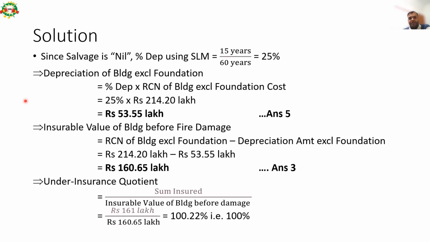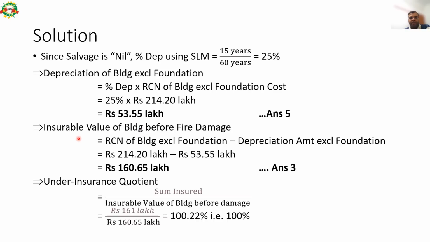So percentage depreciation calculated above is 25%. Here we calculated, multiply by RCN of building excluding foundation as calculated in the last slide. It is equal to 214.20. So 25% of 214.20 is equal to 53.55 lakh, the answer to question number 5. This is the depreciation on the building excluding foundation.